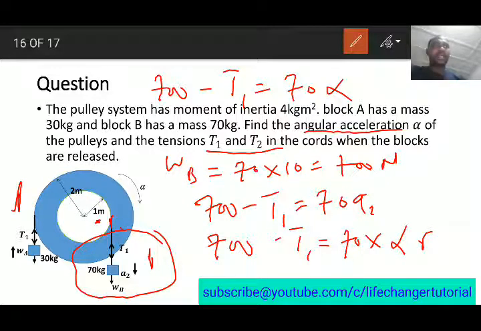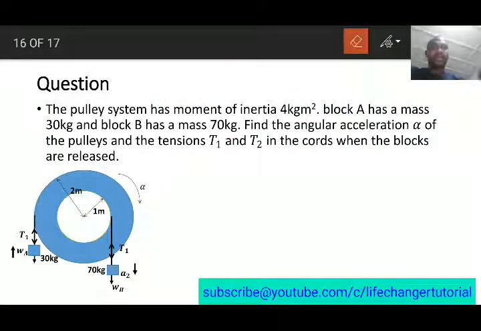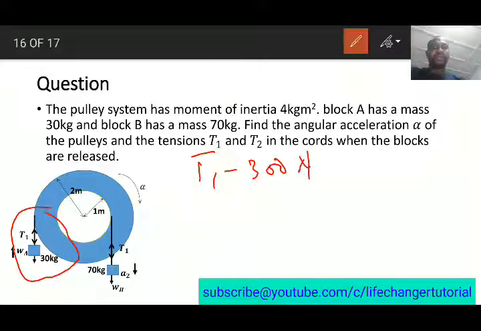Now let's see the second part of the pulley, the other part here. Obviously T1 is greater than the weight A, because the motion is going upwards. In that case, we can say that T1 minus 300 newtons. Why is it 300 newtons? The weight is 30 kilograms multiplied by 10, which makes it 300, equal to the mass times the acceleration. So we can say that T1 minus 300 is equal to, the mass there is 30.